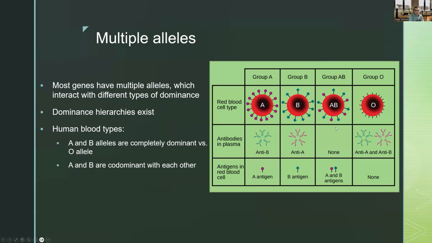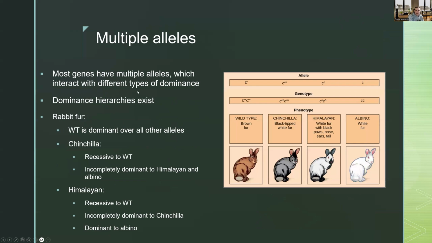And then the ABO blood grouping is another great example of multiple alleles, because you have different interactions. There are dominance hierarchies in this. A and B are completely dominant over O, whereas A and B are codominant with each other. We also talked about this regarding the rabbits. Wild type is dominant over all others, so the C+, big C+, dominates over others. Chinchilla is recessive to wild type. If you have the chinchilla allele, little c superscript ch, chinchilla is a black-tip white fur. It's an interesting coloration. If you have one wild type allele, that rabbit's just brown. But if you end up in a situation where you merge it with a Himalayan allele or albino allele, you actually end up getting incomplete dominance. You get an intermediate phenotype.